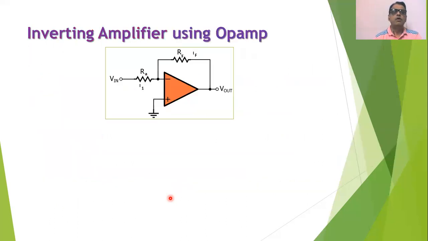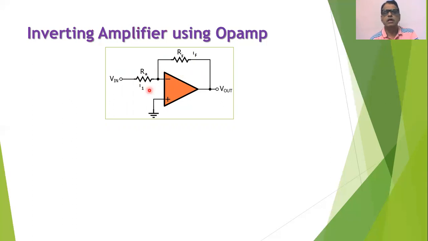So now we will go for the discussion of inverting amplifier using operational amplifier. Suppose we have been provided an operational amplifier. We know that operational amplifier has two inputs, inverting input and non-inverting input. When we want to use operational amplifier as an inverting amplifier, then the non-inverting terminal of the operational amplifier must be grounded. The input voltage Vin is applied to the inverting input through the resistance Ra. A feedback resistance Rf is connected between output and inverting input.